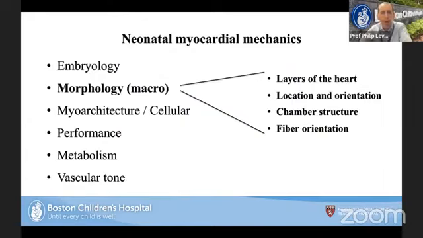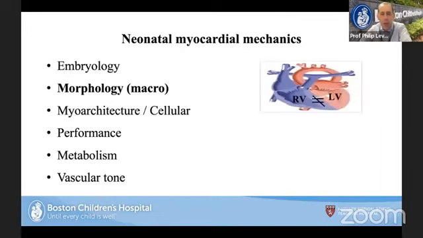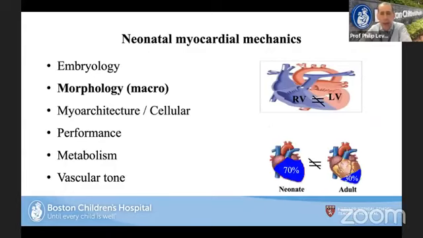When we talk about morphology, we often talk about the layers of the heart, the location, the chamber structure, and the fiber orientation. And I'll give you a very high-level overview that will help you understand how we use emerging techniques in neonatology to assess cardiac performance. So we know that the right side is not the same as the left side, and an adult heart is not the same as a neonatal heart. For example, an adult heart is about 30% water, and a neonatal heart is 70% water.